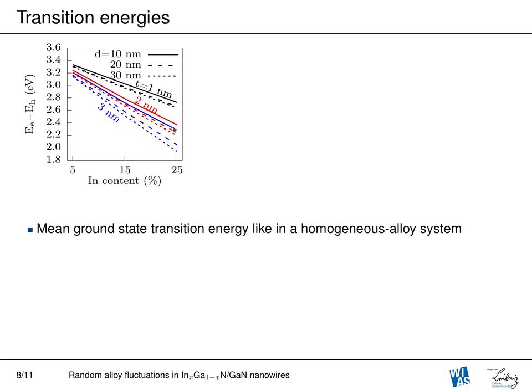And what you see is that the average ground state transition energy of the 500 simulations we have done for each of these configuration points acts pretty much like one would expect from a system assuming a homogeneously distributed alloy in the insertion. We see that with larger indium content the transition energy goes down, and the same applies to larger wire diameters and larger thickness of the insertion, due to the increasing effect of polarization potentials in such systems, which then reduce the transition energy.